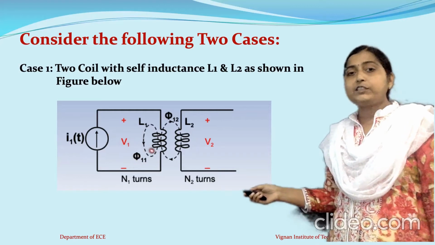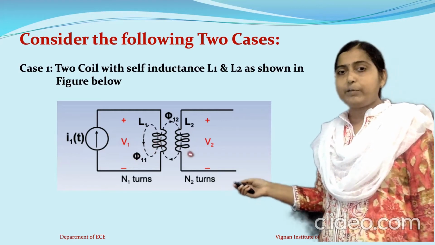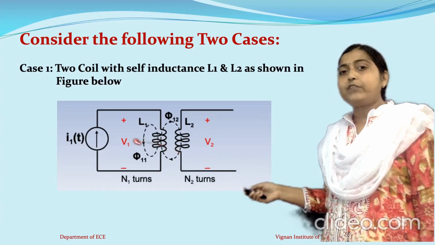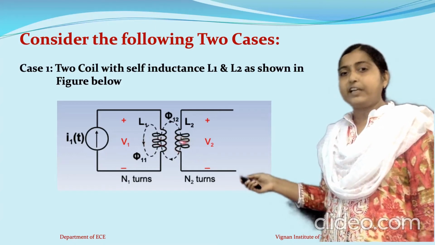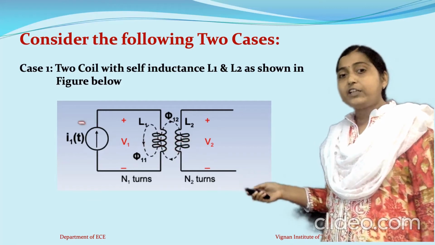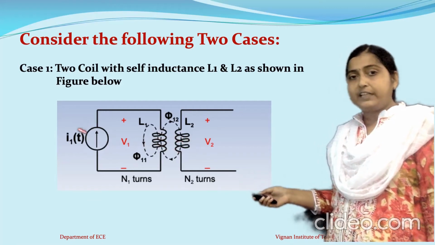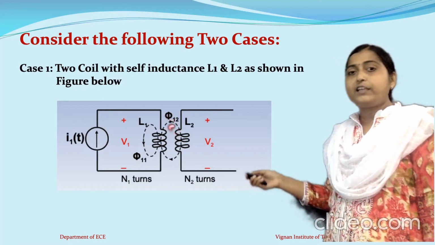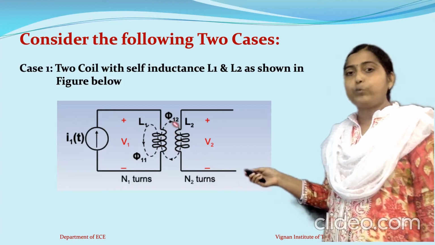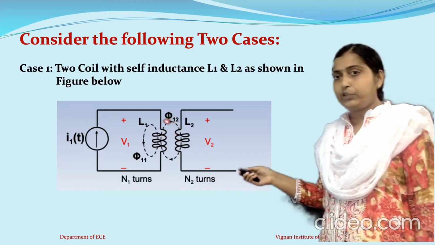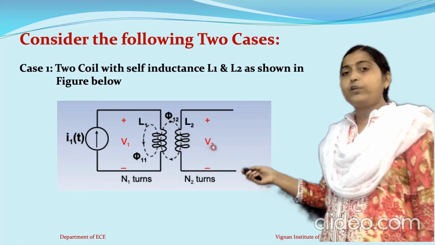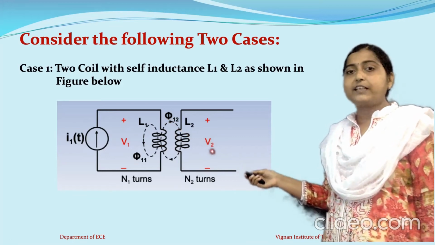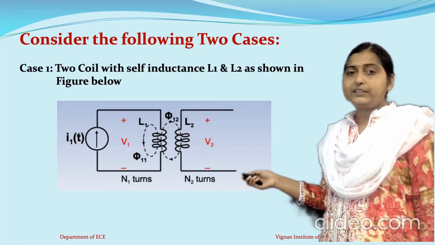Now what happens? Due to the close proximity between the first inductor and the second inductor, some magnetic flux is linked with the second coil because of the current applied at the first inductor. That flux linked with the second coil is represented as phi12. Because of this flux induced in the second coil, some voltage is developed across the second inductor. Let us name it V2. I hope it is clear to everyone.